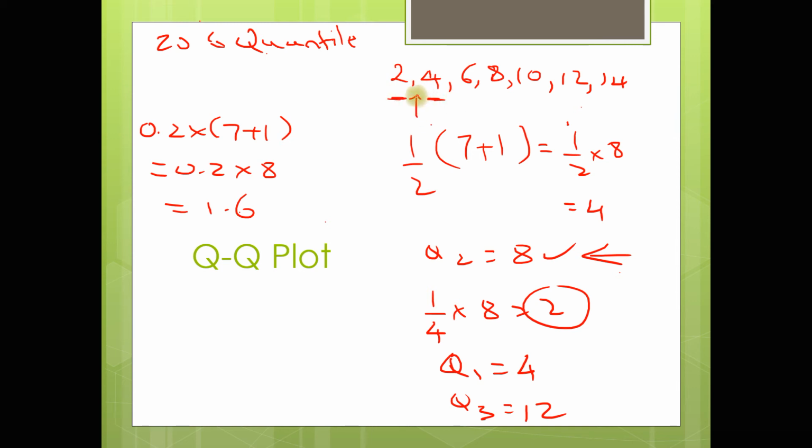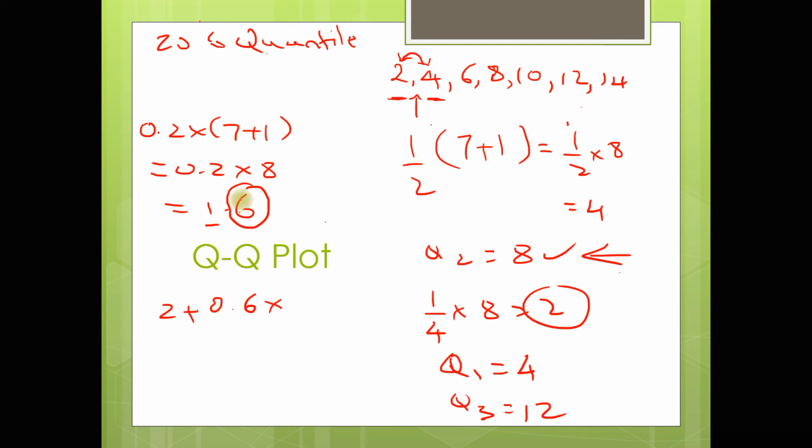So 1.6 is found somewhere approximately in the middle of 2 and 4. It's going to be close to 3, but not 3 exactly. Given that it is greater than 0.5, it's going to be slightly greater than 3. So let's try to determine what this 1.6 value is. The 1.6 value means that you have the first value, which is 2, plus you have 60% of the distance between 2 and 4 that you need to go through.